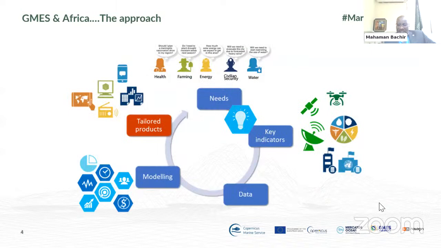GMES and Africa, the approach we are using is really to address the needs of the end users. To address the needs of the end users, we have to start with a needs assessment. And then after that, to agree on some key indicators, to decide on which kind of data to use, and then to come up with a lot of methodology so that we can propose to end users a tailored product which will really address their needs. So in GMES and Africa, this is really the approach we are using, because we are really targeting the end users, and it's really wide. It can be farmers, it can be on energy, it can be on water, it's really a wide range of end users.